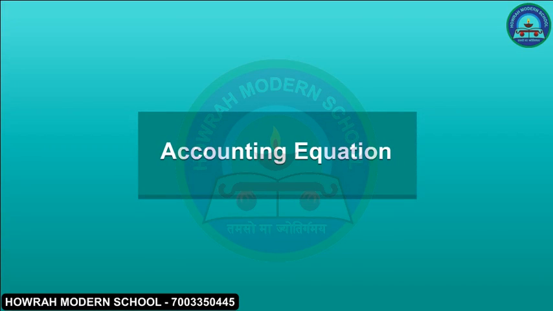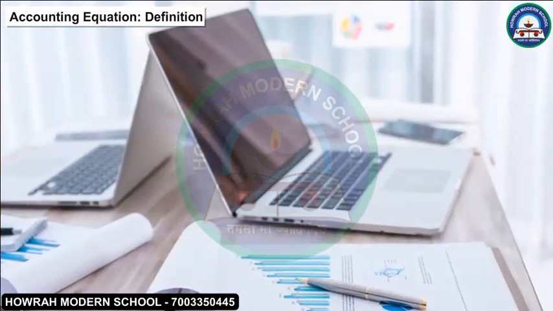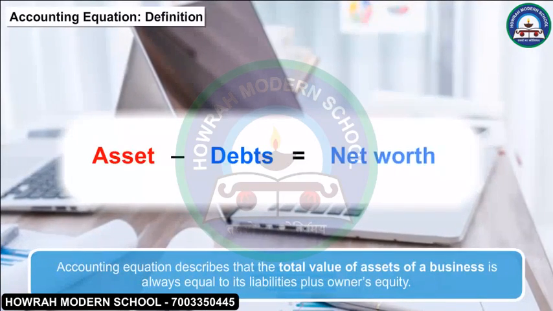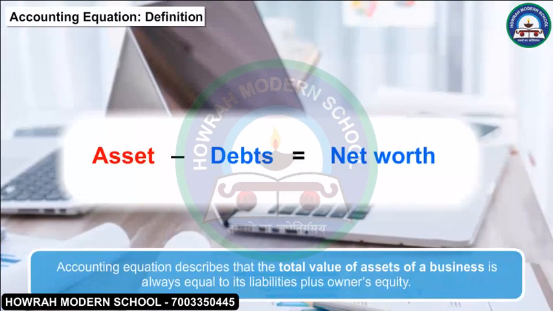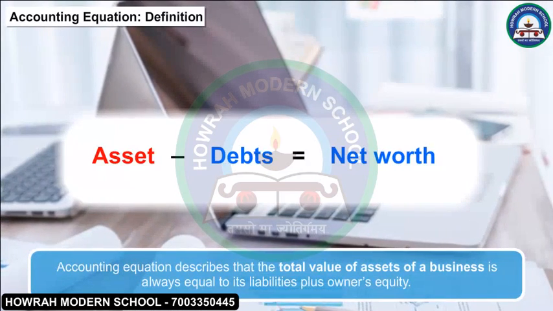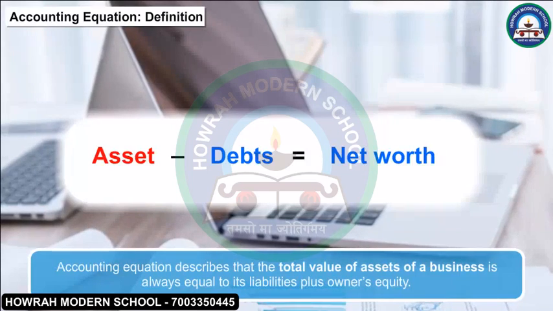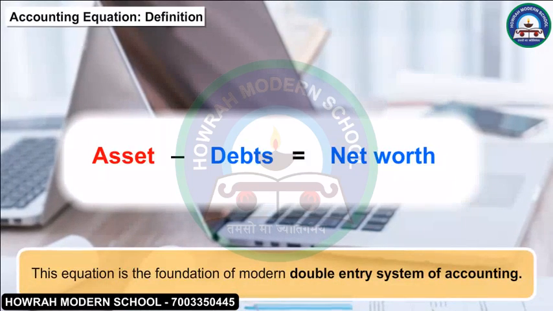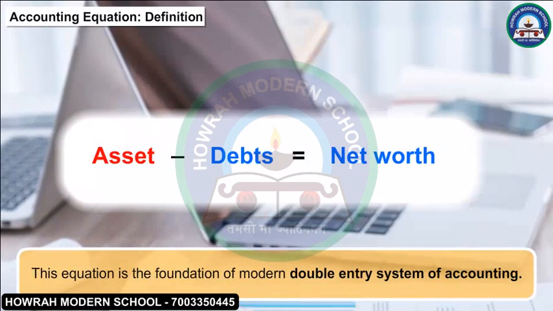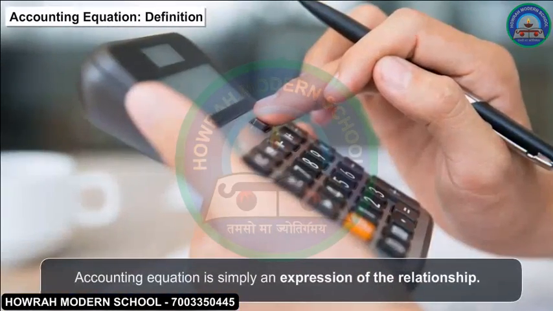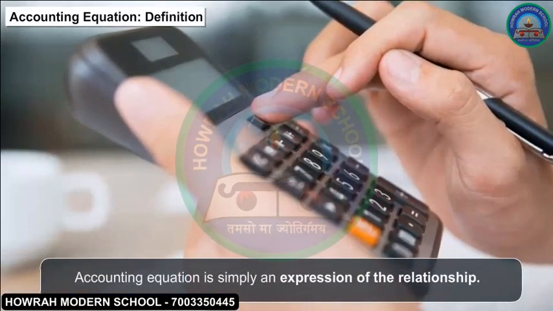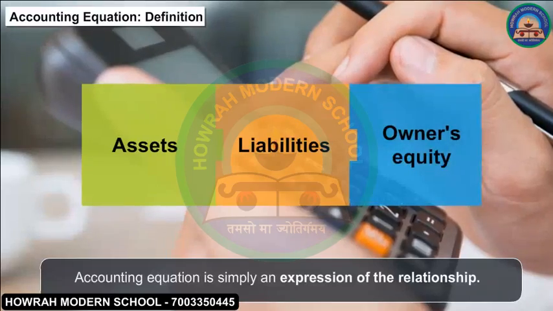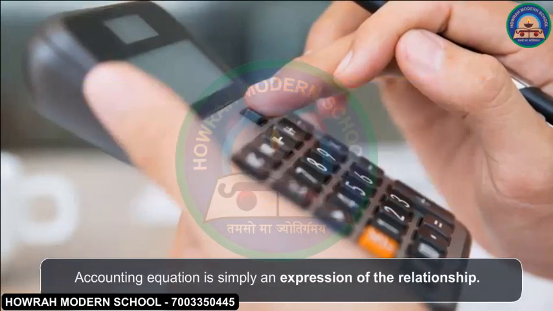Accounting equation. Definition: the accounting equation describes that the total value of assets of a business is always equal to its liabilities plus owner's equity. This equation is the foundation of the modern double-entry system of accounting. The accounting equation is simply an expression of the relationship among assets, liabilities, and owner's equity in a business.